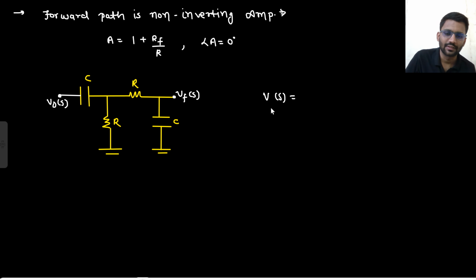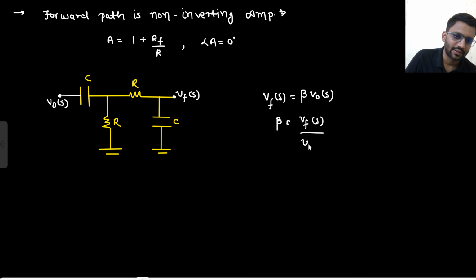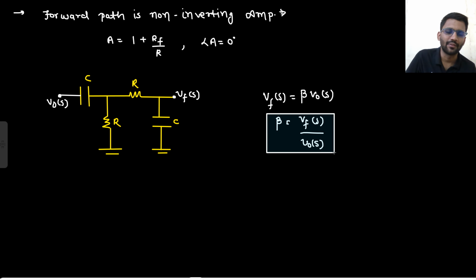What is your VFS? VFS is beta V0S. What will be the feedback factor? Feedback factor would be VFS by V0S. This would be the feedback factor. So your target is to find VFS by V0S. So first target is to find VFS by V0S. So let's try finding VFS by V0S.